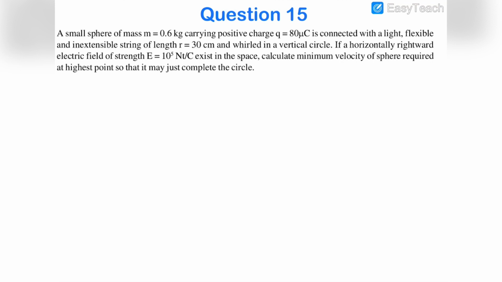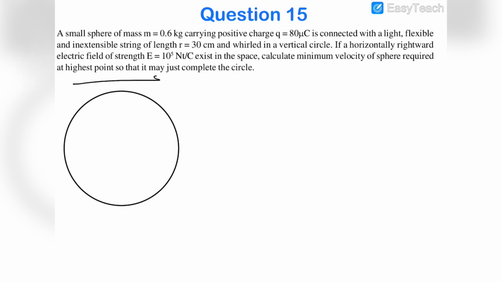In this question, you can see that there is a small sphere of mass m, where m is 0.6 kg. It carries a positive charge q, which is 80 microcoulomb, and it is connected with a light inextensible flexible string of length 30 centimeters. This mass is whirled in a vertical circle, and there is an electric field in the horizontal direction towards the left, and we have to find the minimum velocity required by the sphere at the top point so that it completes the vertical circle. First of all, let us draw the diagram.